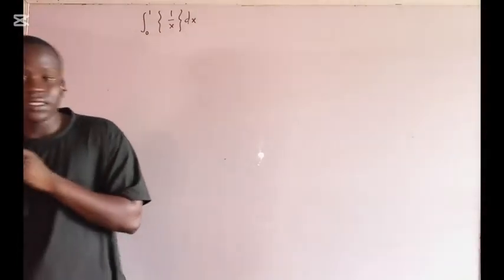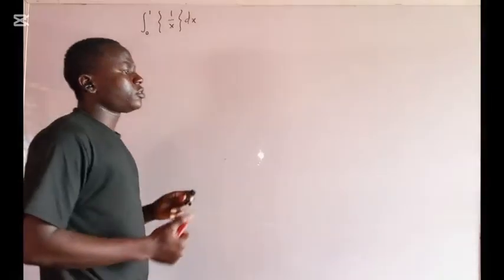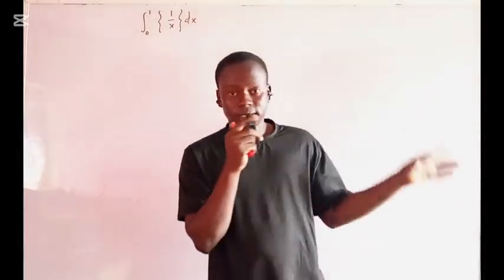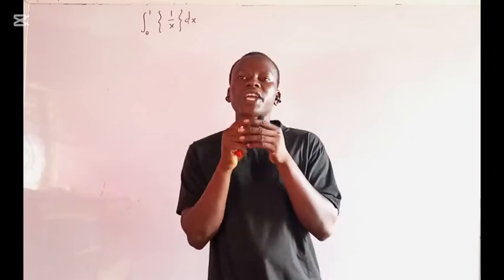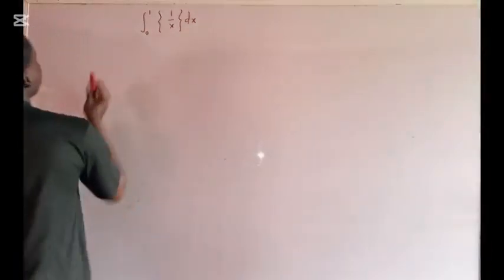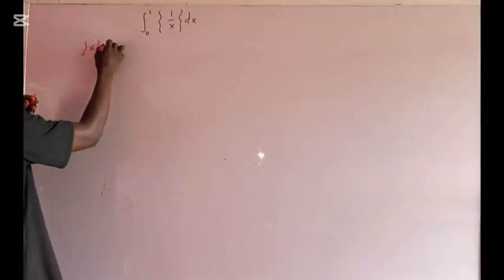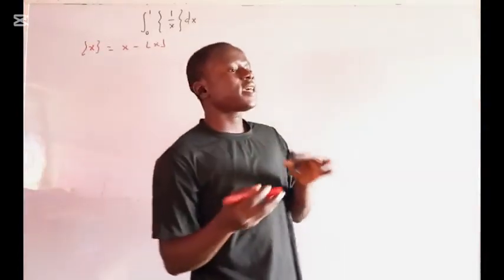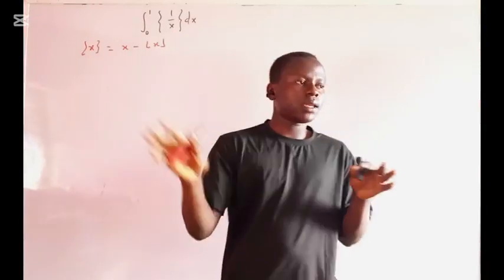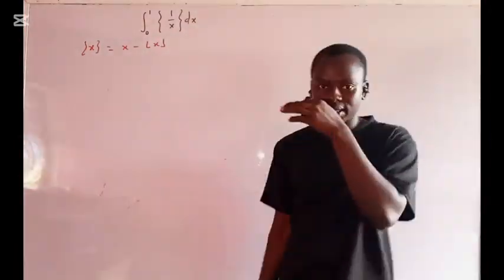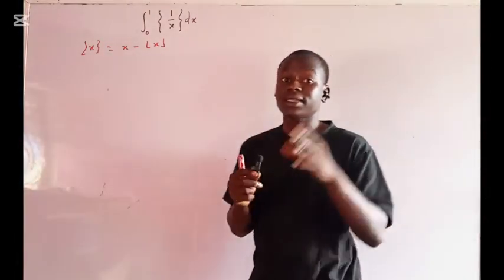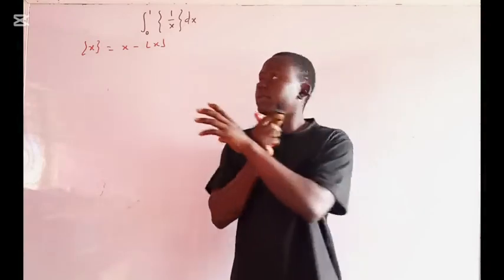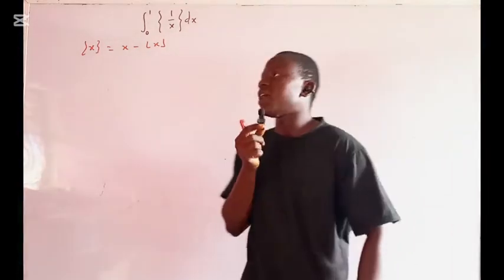Okay guys, now let's dive into the solution. The first thing I'm going to do is explain vividly what the fractional part function is all about. The fractional part function of x is equal to x minus the floor function of x. You can check my videos on the floor function of x. I've made like 3 to 4 videos on it, and I'm going to send the link in the description so that you can watch the lectures on the floor function of x.